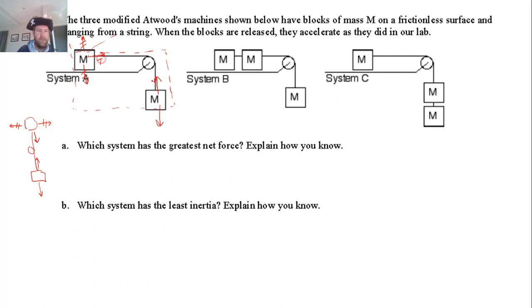This is a tension force, it's the same string, this is the tension force, they are the same as each other as well. So within this whole system, they cancel out. So the only thing providing the net force is the force of gravity on the hanging blocks. It's the only thing that isn't being cancelled out by anything. So for this question, which system has the greatest net force? It's really which system has the greatest force of gravity on the hanging blocks, and that's obviously system C.